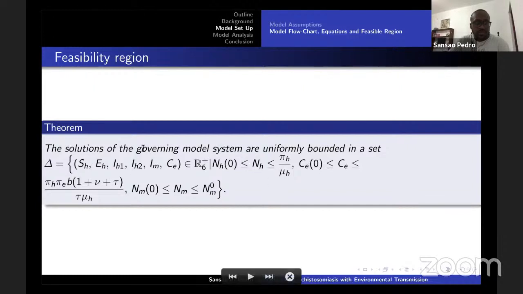So we stated the theorem, which says that the solutions of our system, which are given by this vector, belong to this region, and they are bounded. The humans are bounded by this quantity, the cercaria are bounded by this quantity, and the non-mammalian hosts are bounded by this quantity.